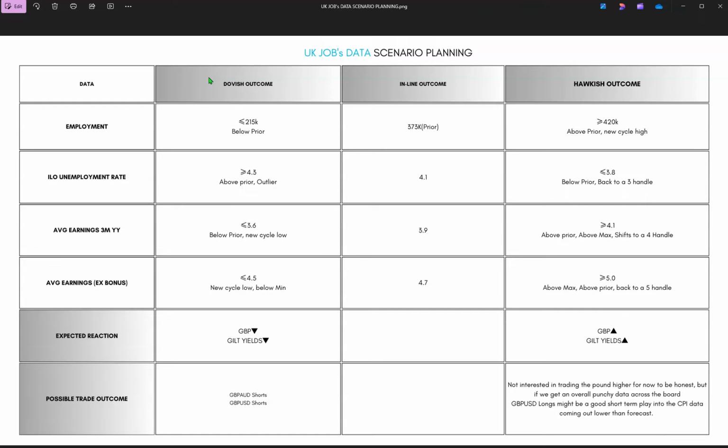So I had to dig deeper. I had to look at the internals, and I also had to look at rates pricing. So that's where GBP AUD shorts came into play. So for the Aussie, markets are expecting them to hold rates steady at their current interest rates.